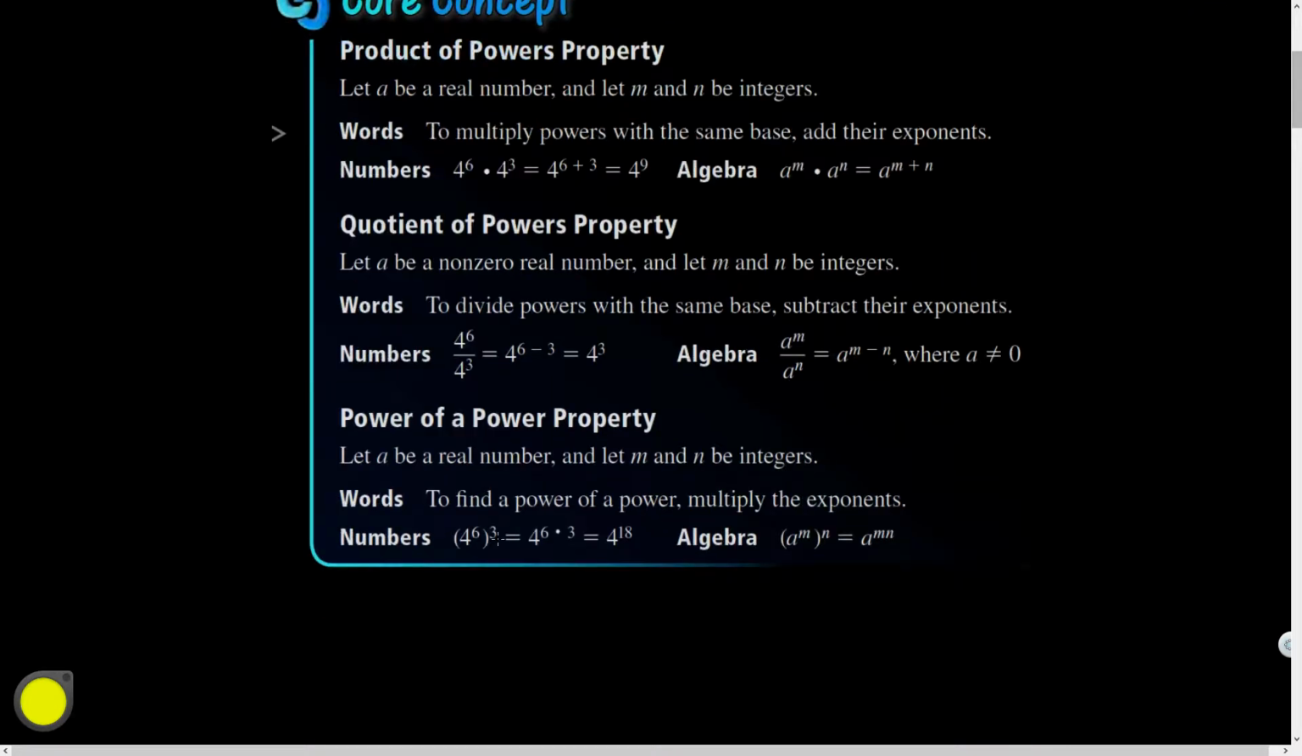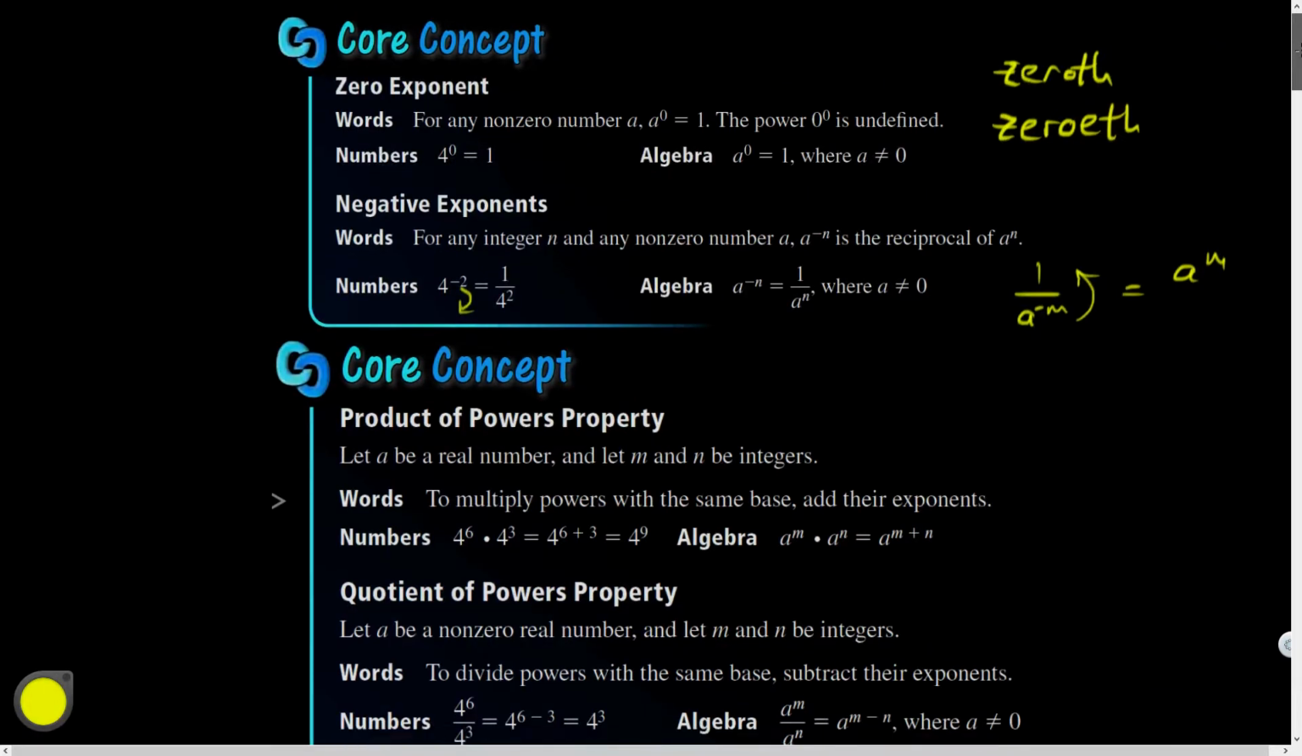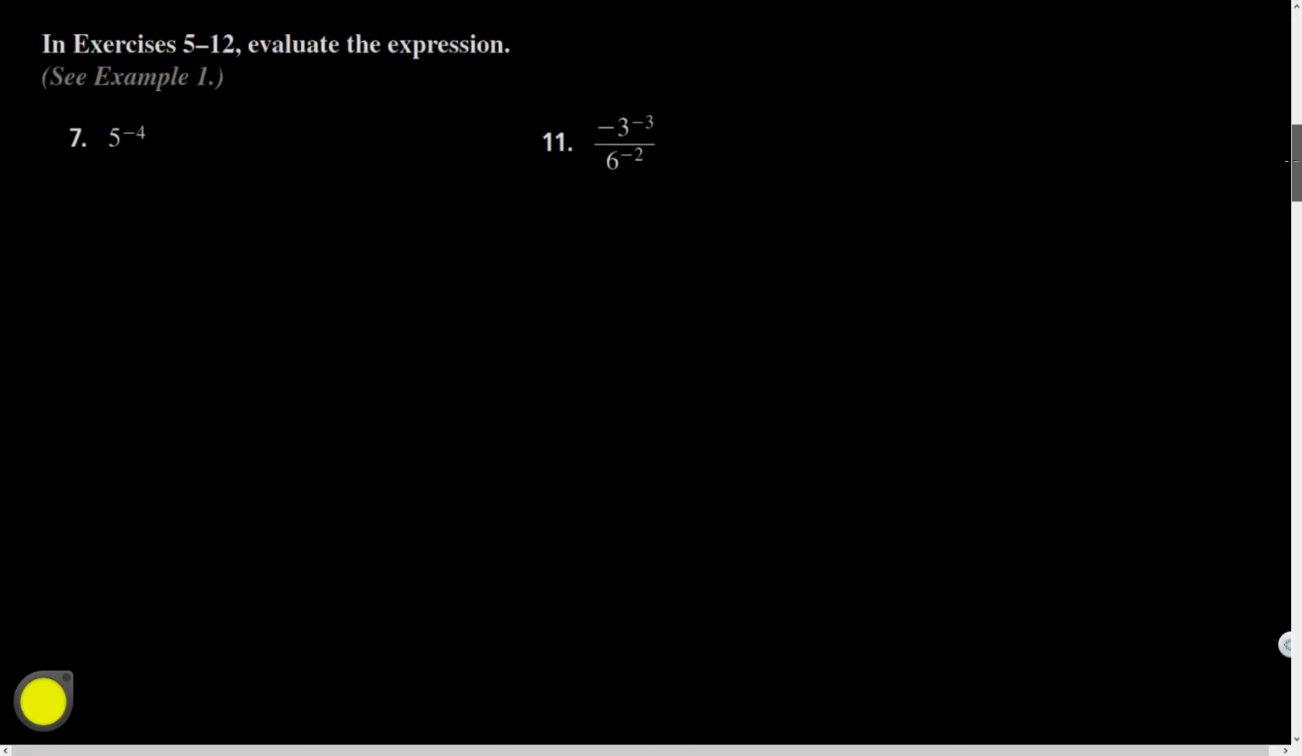And then lastly, we learned the power of a power property, which is when I have an exponent raised to another exponent. You can actually get real crazy with a stack of exponents. Woo! But it turns out all you got to do is just multiply the exponents. So those were the properties we learned, and then we threw you into the mathematical wild.